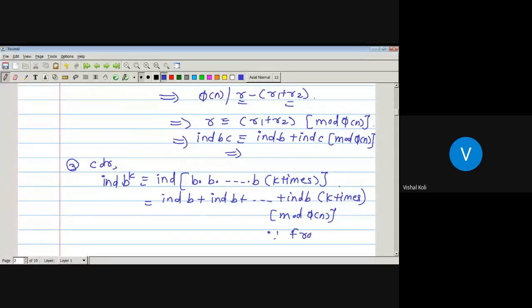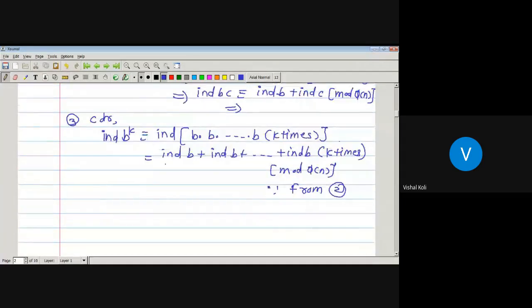This follows from the second one, since index of b into c is congruent to index of b plus index of c modulo phi of n, and index of b plus and so on index of b, k times, is nothing but k times index of b over modulo phi of n, and that is the required. So index of b raised to k is congruent to k into index of b modulo phi of n.